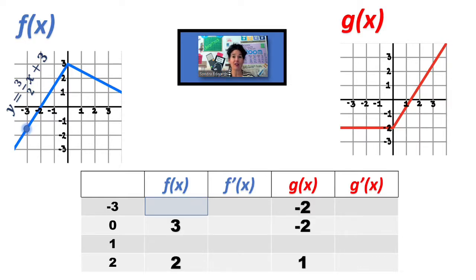Okay, now that we have the equation, it's not so difficult to find out what's the answer to f when I plug in -3. So if I do 3 over 2 multiplied by -3 and then add 3, I'm going to get -1.5.